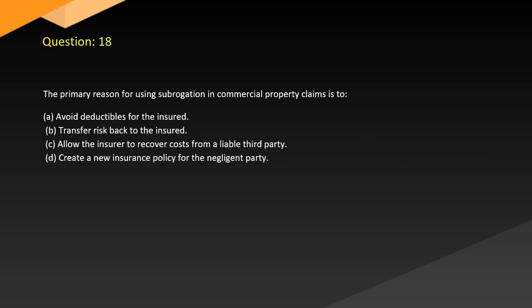Question 18. The primary reason for using subrogation in commercial property claims is to: A. Avoid deductibles for the insured. B. Transfer risk back to the insured. C. Allow the insurer to recover costs from a liable third party. D. Create a new insurance policy for the negligent party.